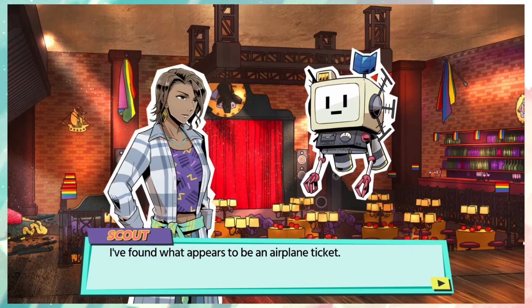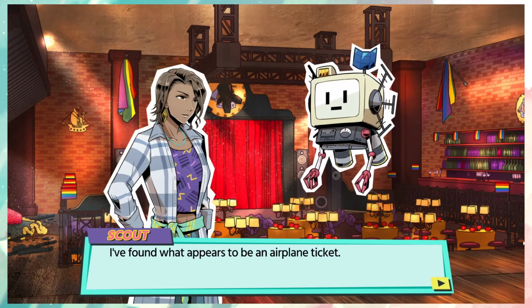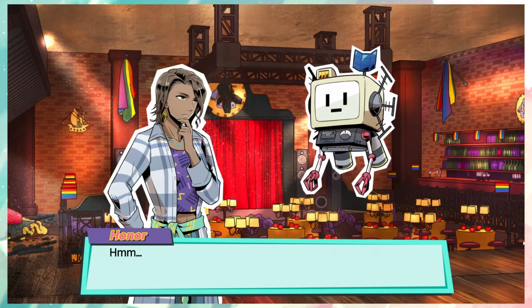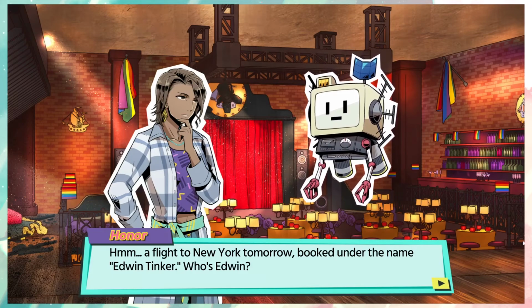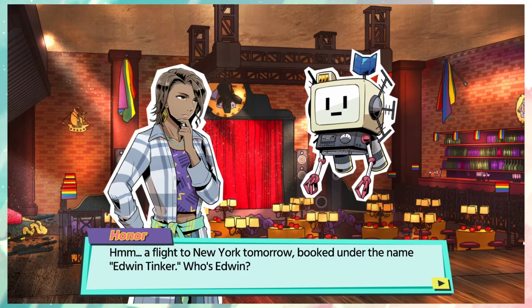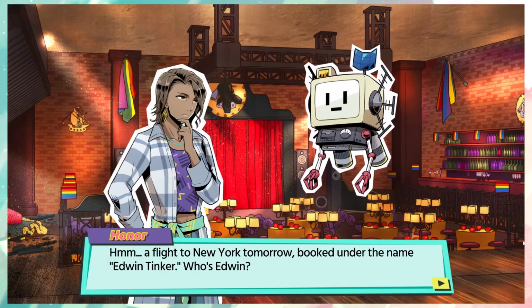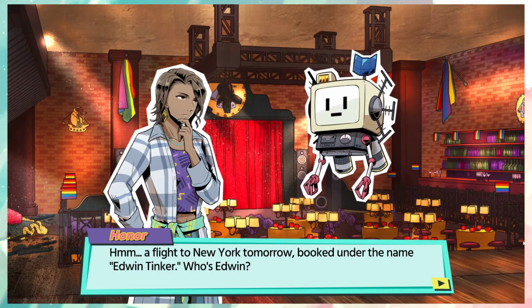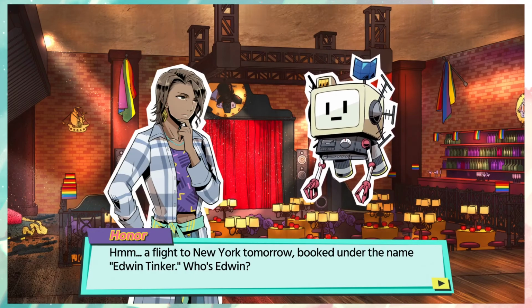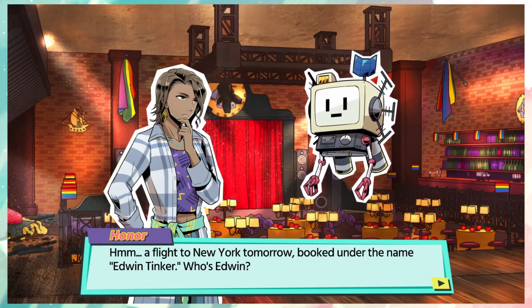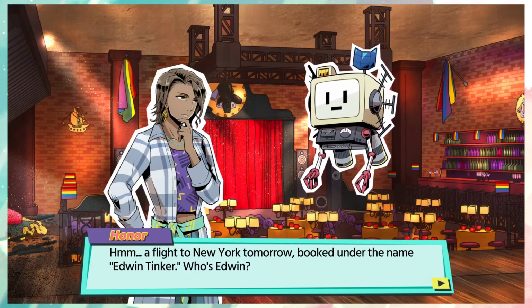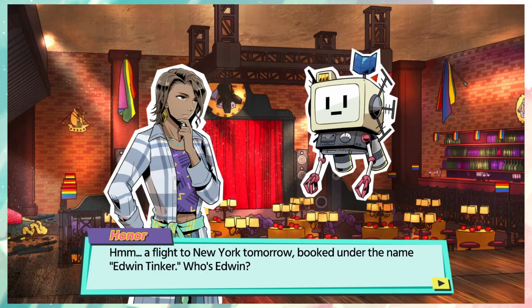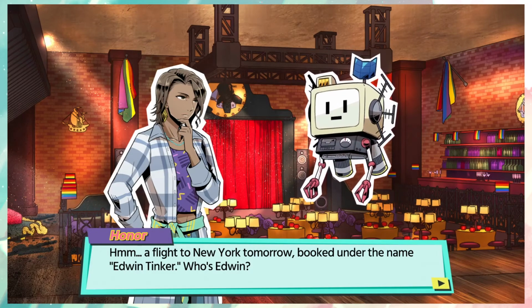I found what appears to be an airplane ticket. She's ready to bounce. She's ready to skip town. A flight to New York. That's her. Wait. So was it like, okay, everything's going to hell, I'm gonna break the place, get the insurance payout, and book it? Is that what's happening? I don't know, but did she lie about not getting the money? And I don't know what's happening.